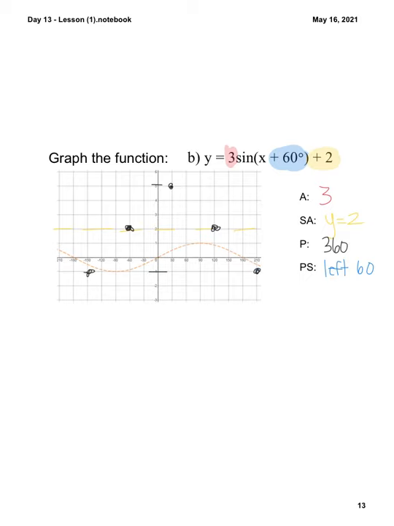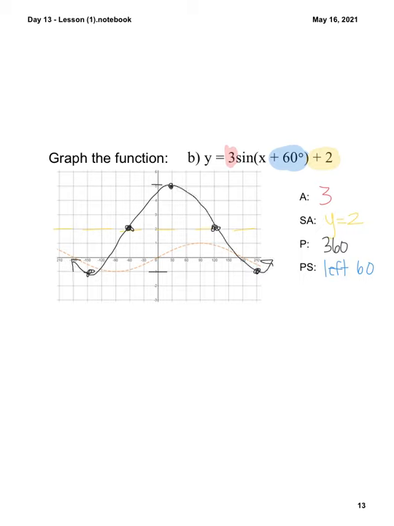So I've drawn in my sinusoidal axes at 2. I know that my amplitude is going to be 3 above that, 3 below that. And then I put in my first point 60 degrees to the left. So that first point's on that sinusoidal axis. Now, I know that since my period is 360, 90 degrees later it's going to reach a maximum, then back to my middle, then a minimum, then middle. I've plotted all of those, and I can now just connect the dots.